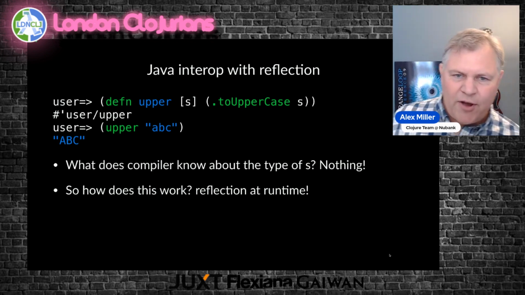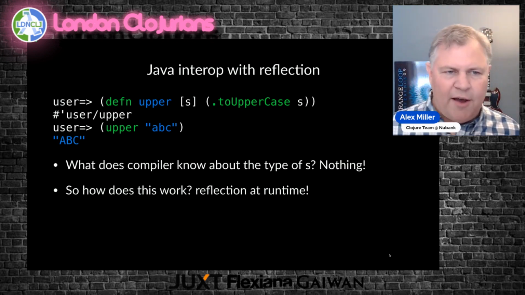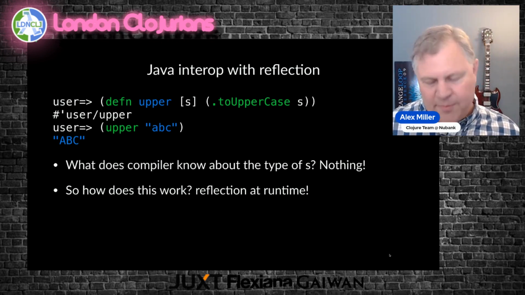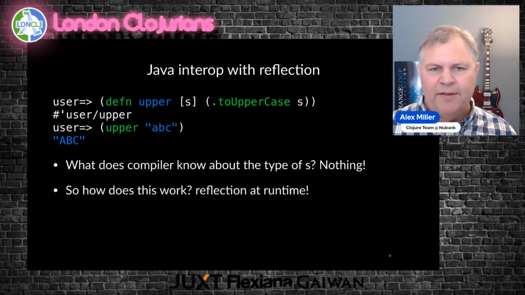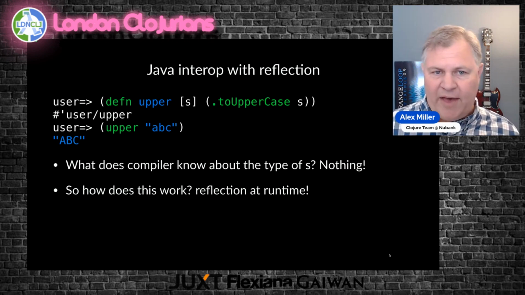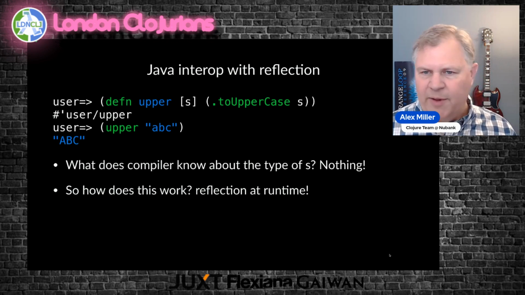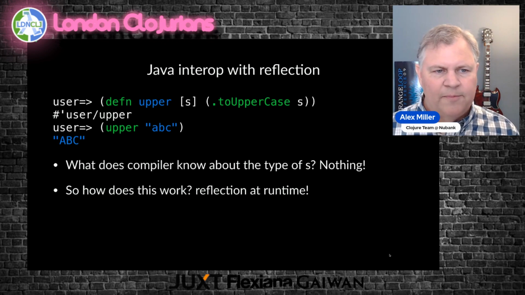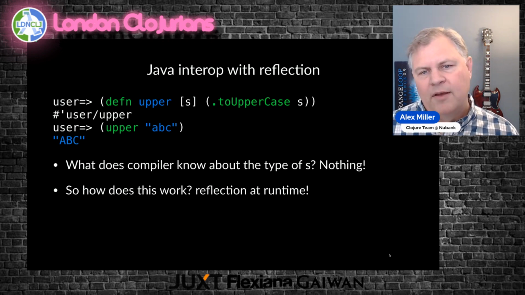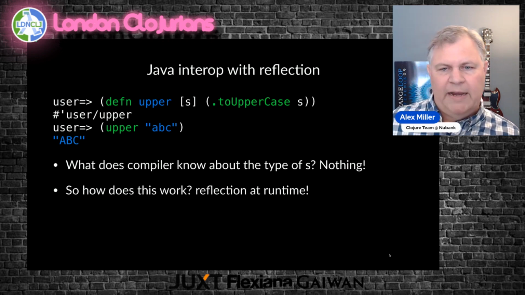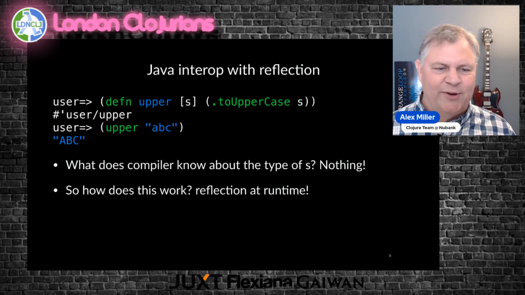So this is an example of a call that might use reflection. This is an upper method. There is an upper-case string method in clojure.string, but if you were writing a method like this, it takes some value s and calls toUpperCase on it. We as humans might infer that that's probably a Java string, but obviously the Clojure compiler doesn't know that. It doesn't know anything about what the type of s is. As far as we know, it's some random object.